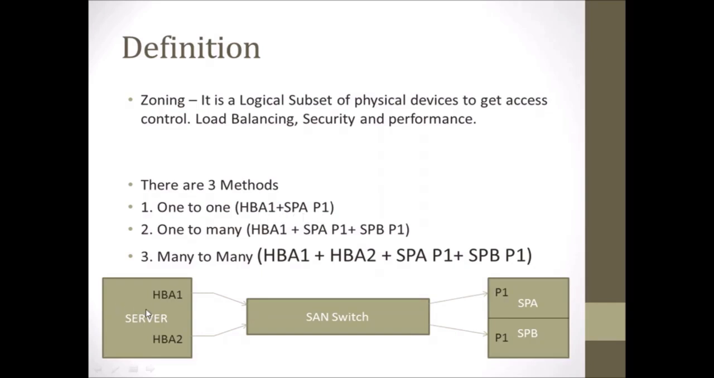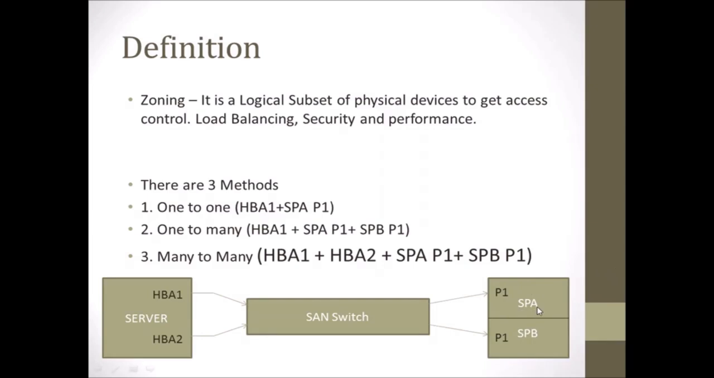So in this diagram, you can see we have a server. Okay, in the server, we have two HBA cards available. For redundancy purposes, we prefer to have two HBA cards. So HBA 1 is connected to the SAN switch and HBA 2 is also connected to the SAN switch. For better understanding, I have used only one SAN switch over here, so that in the coming examples, I'll be able to explain zoning in an easy way. Okay, and this is our storage box.